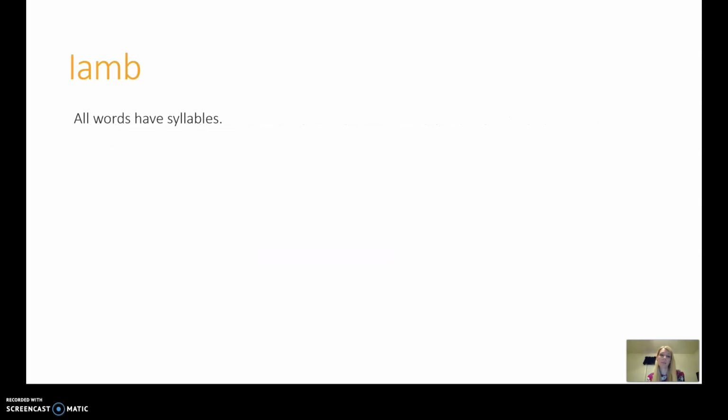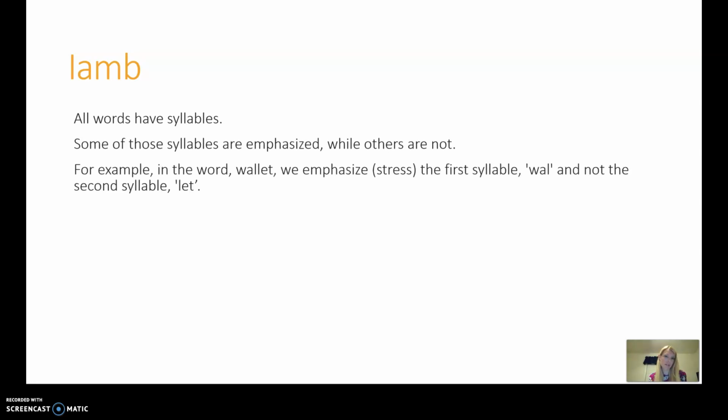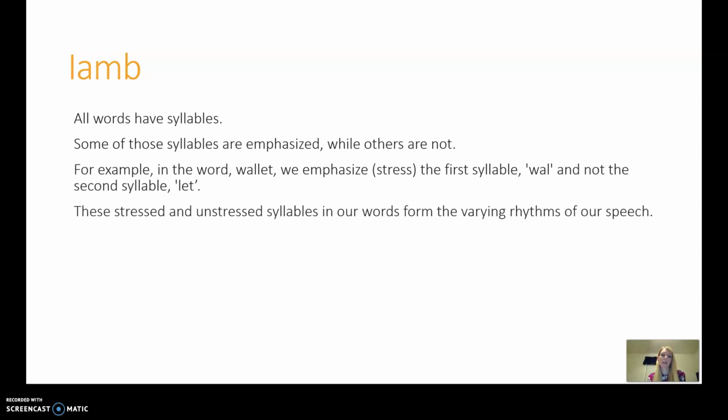All right, the iamb. All words have syllables. Some of those syllables are emphasized while others are not emphasized. For example, in the word wallet, we emphasize or stress the first syllable wall and not the second syllable let. These stressed and unstressed syllables in our words form the varying rhythms of our speech.